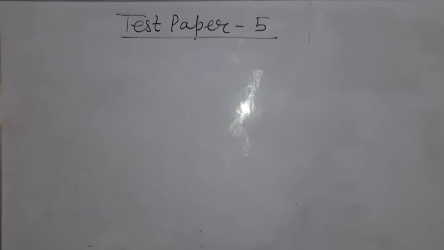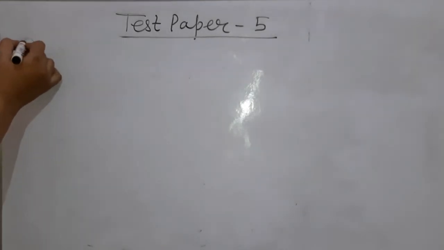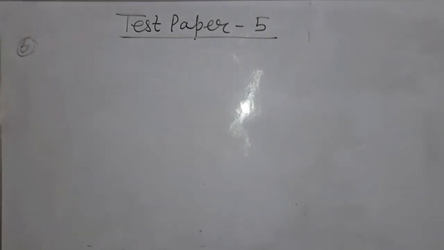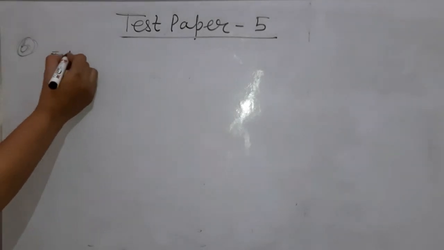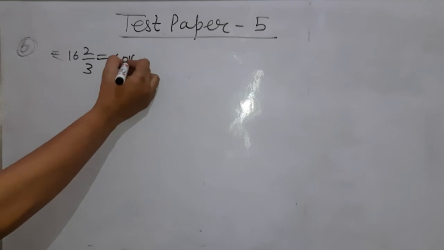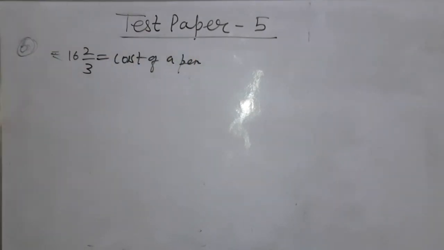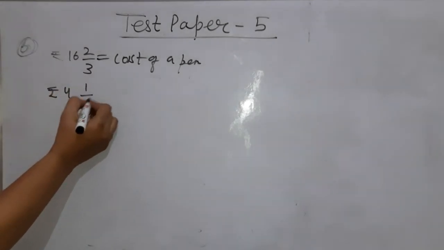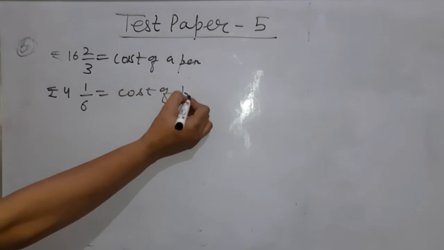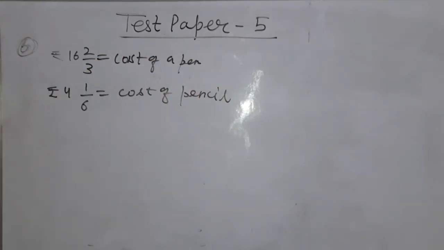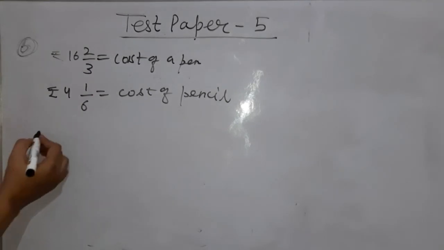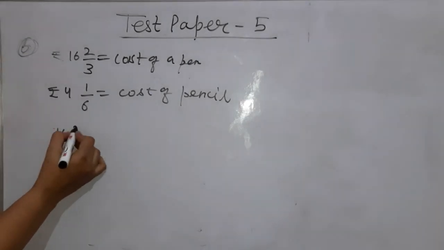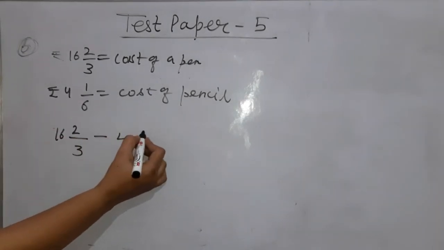Okay students. Now we have to solve question number 6. Please pay attention. Question number 6: the cost of a pen is rupees 16 2 upon 3. That is the cost of a pen. And the cost of a pencil is rupees 4 1 upon 6. Now, which costs more and by how much? Since it asks by how much, we have to subtract to find the answer. 16 2 upon 3 minus 4 1 upon 6.